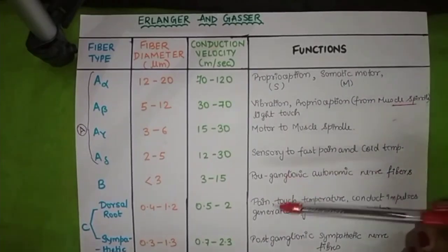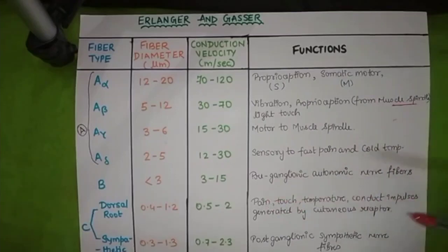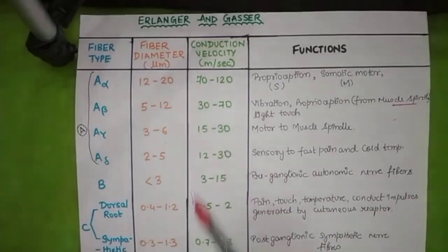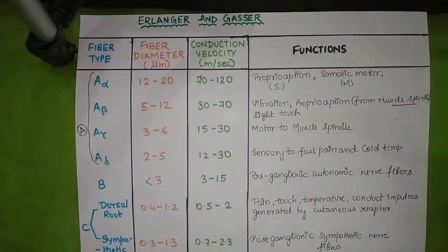Its function is pain, touch, temperature. It conducts impulses generated by cutaneous receptor. Then we have sympathetic. Its fiber diameter is 0.3 to 1.3 micrometer. Its conduction velocity is 0.7 to 2.3 meter per second and it is a postganglionic sympathetic nerve fiber.